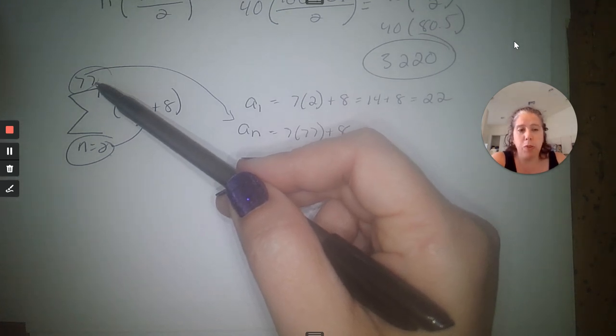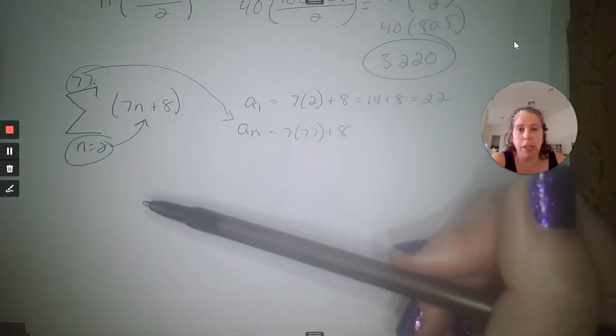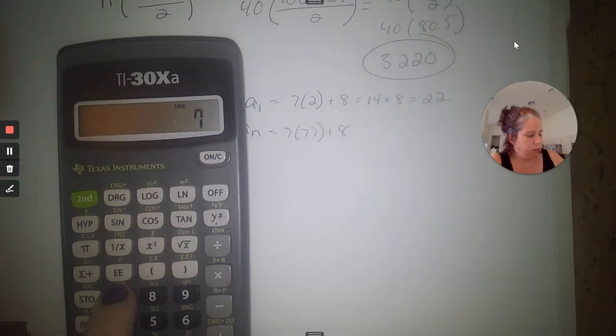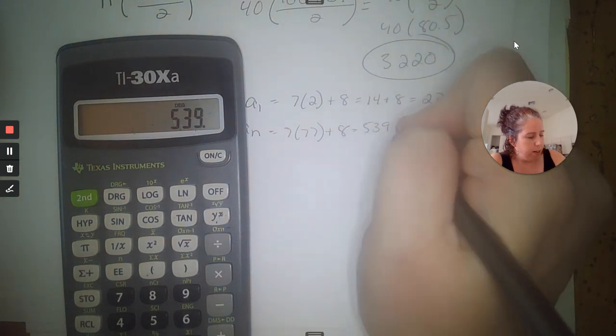So those of you watching this video, good job, because other kids aren't going to watch the video, and they're just going to start plugging in from 2 to 77 and then complain that this took too long when it really doesn't take long at all. All right, so 7 times 77 is 539. Then we're going to add 8.